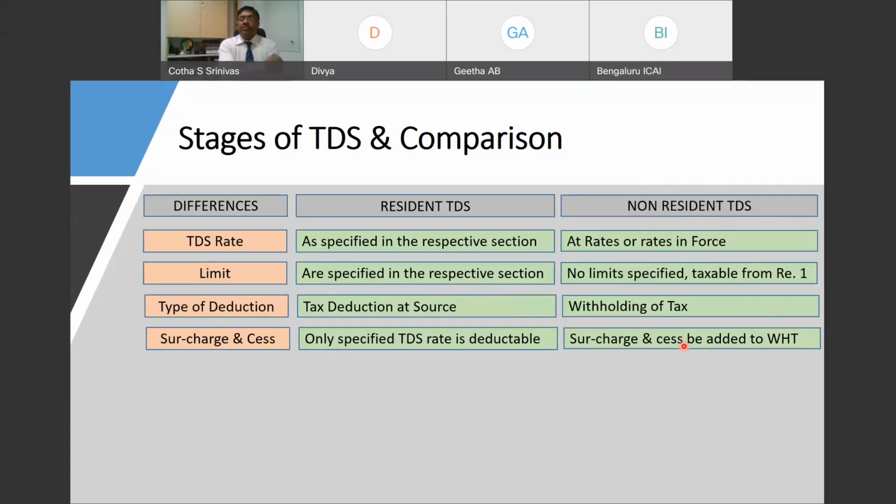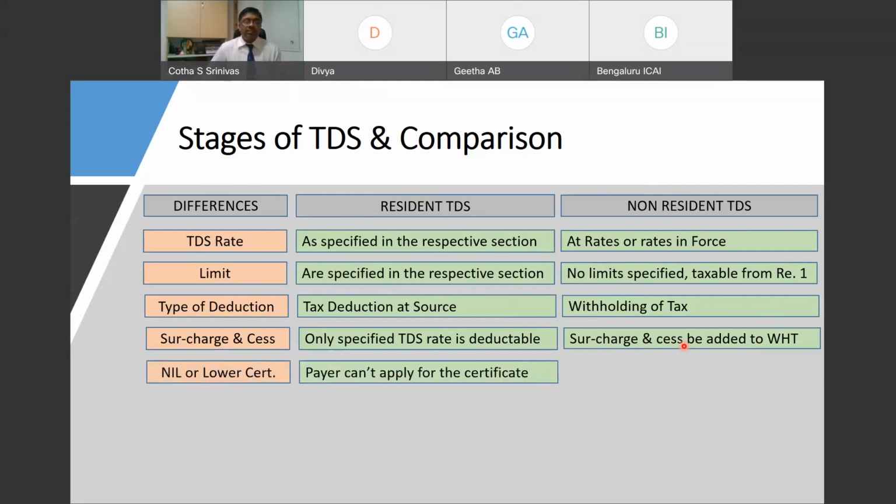Here one thing we should understand. I said the rates are rates in force, lower of the two rates, that is Income Tax Act rate and DTAA rate, whichever is beneficial or whichever is less, we will take. Whenever you take the income tax rate, for that you have to add surcharge and cess. But when you take the DTAA rate, you need not add surcharge and cess, because whatever the DTAA rate, it is inclusive of surcharge and cess. So that will be the final rate. Only when you are deducting tax taking into consideration the income tax rate, we have to add surcharge and cess.